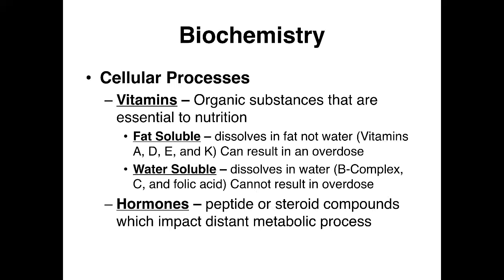Hormones, we mentioned hormones before, they can be either peptide or steroid compounds, and they impact distant metabolic processes. These hormones act much like the nervous system. The difference between the nervous system and hormones is the nervous system is quick and hormones are slow. Hormones tend to affect metabolism, as does the nervous system, but they tend to do it for a long time, whereas the nervous system tends to be over short periods of time.